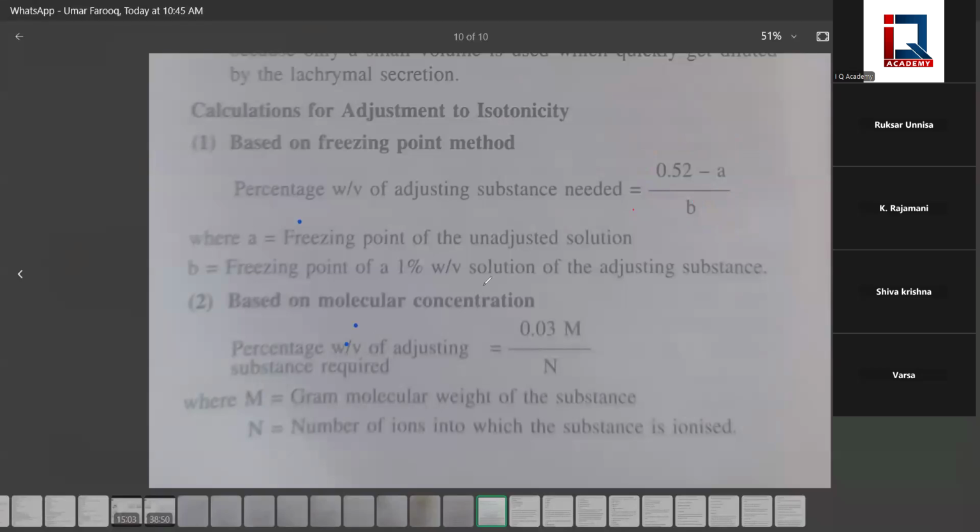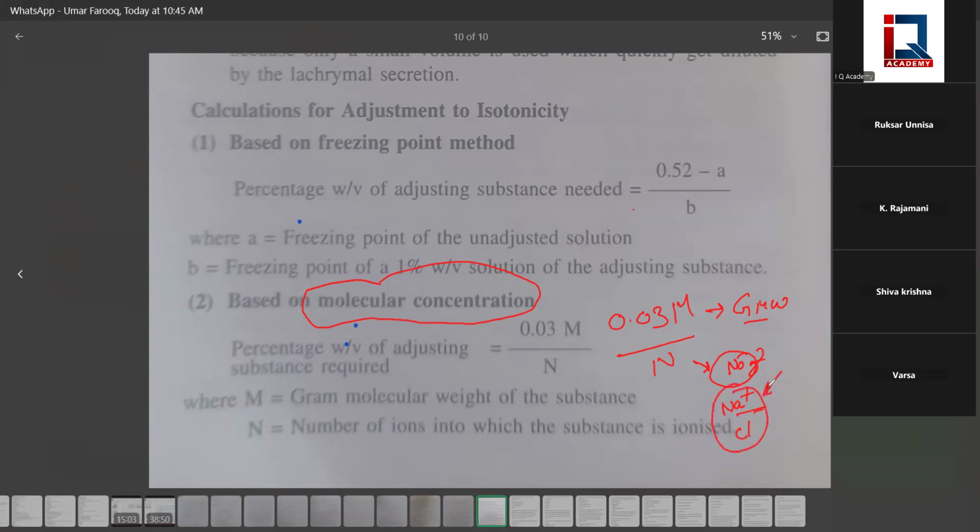The next type of adjustment is molecular concentrations. This is the second formula. Here the formula is 0.03 into M by N. M stands for the gram molecular weight of the substance, and N stands for the number of ions it is going to dissociate into. For example, if I'm adding NaCl, NaCl can be broken down into two ions, Na plus and Cl minus. Depending on the type of compound, the number of ions it can dissociate into gives the N value, and the gram molecular weight of the substance gives us the M value. Then we multiply it with 0.03.